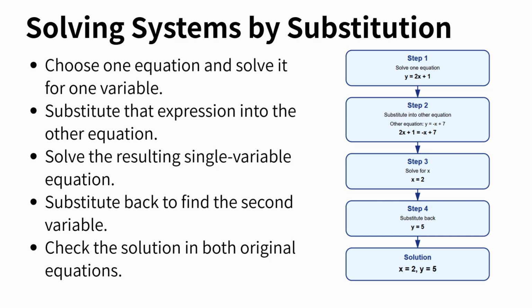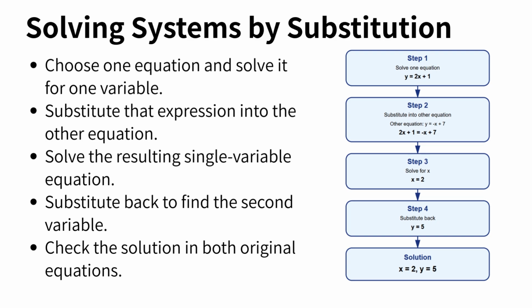Step 3. Let's solve for x. Move the x terms to one side and the constants to the other. Adding x to both sides gives 3x plus 1 equals 7. Then subtract 1 from both sides, 3x equals 6. Finally, divide both sides by 3, giving us x equals 2.